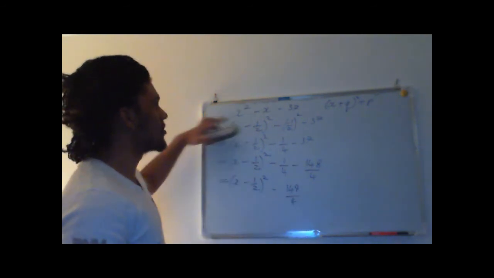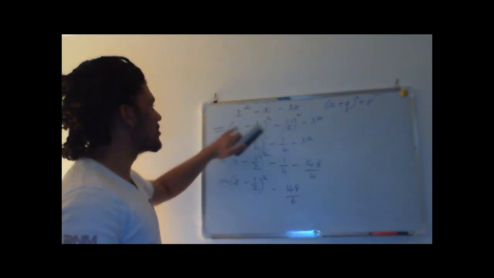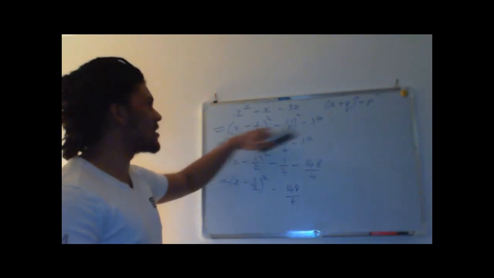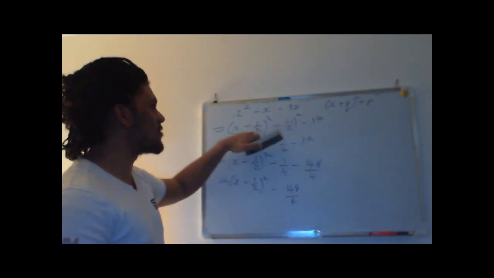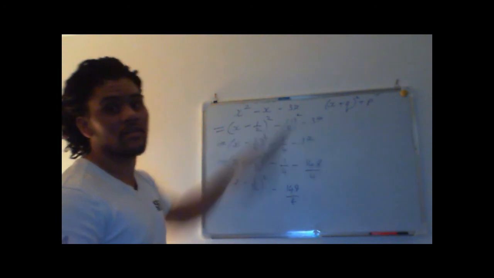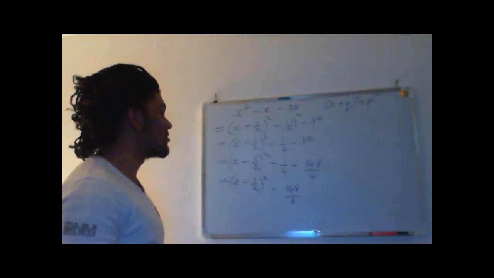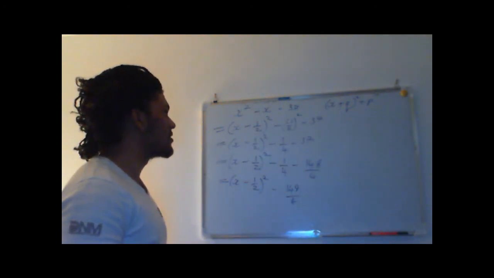So what you do, you just take the x coefficient, put half the x coefficient in the bracket, and then minus it squared. It's actually really simple. Don't let it confuse you.